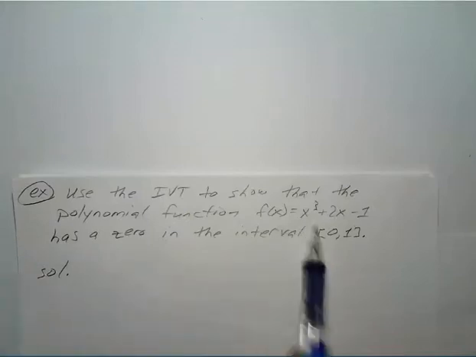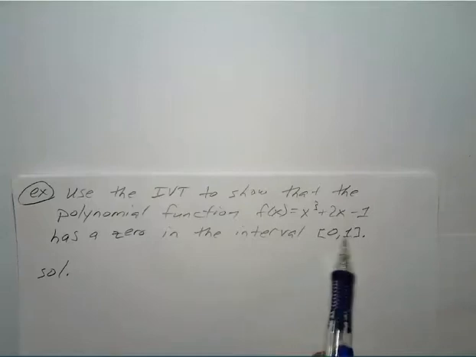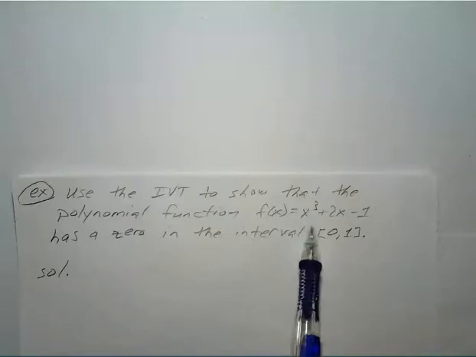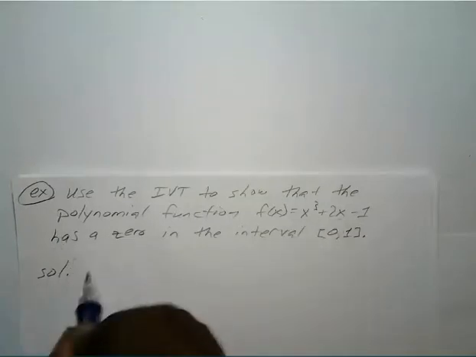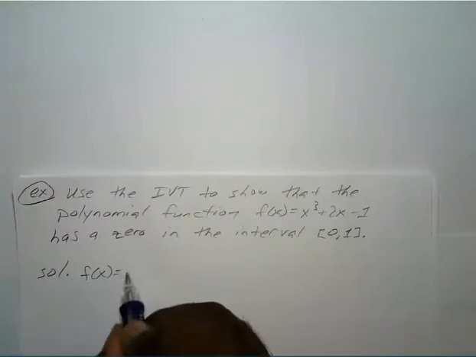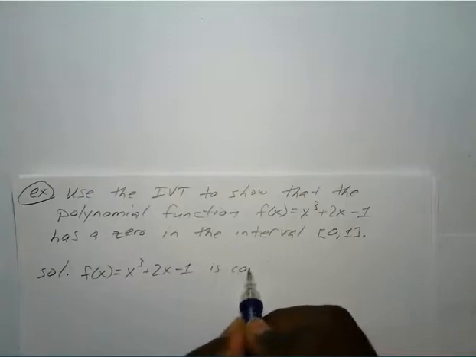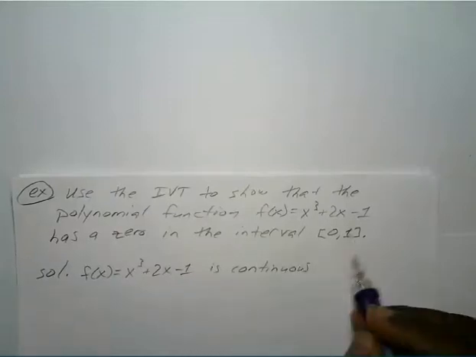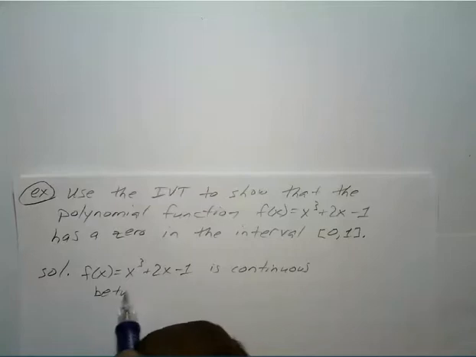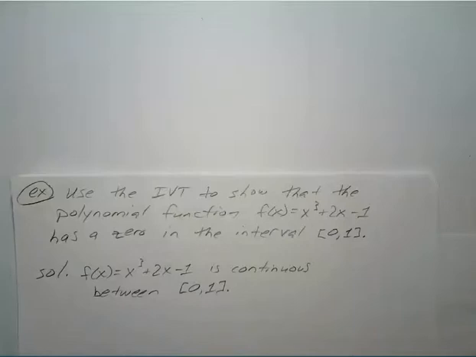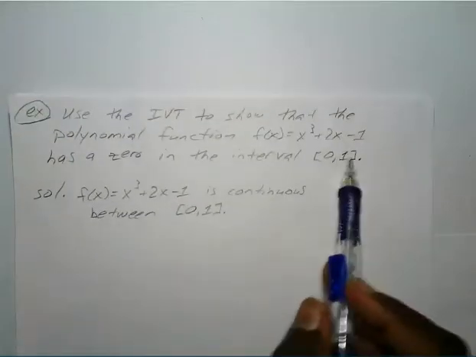And we can see here between 0 and 1, if you plug in any value between 0 and 1 into that function, it'll exist. There's no denominator of 0 or negative square roots. It's continuous throughout the whole thing. So f of x equals x to the third plus 2x minus 1 is continuous between 0 and 1. Every value in between there works.